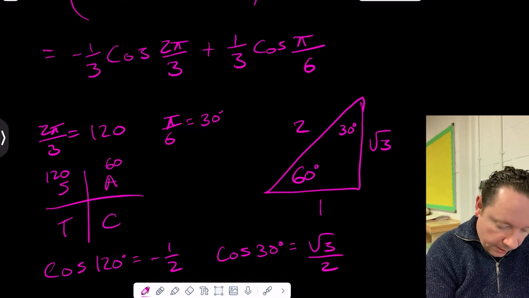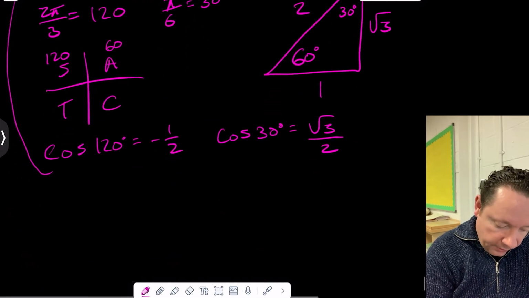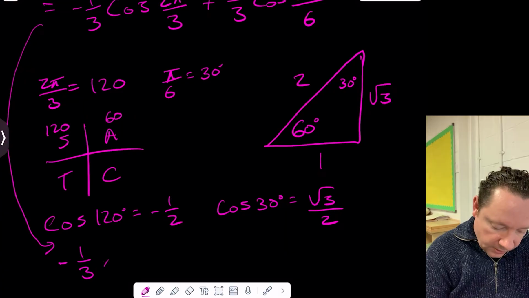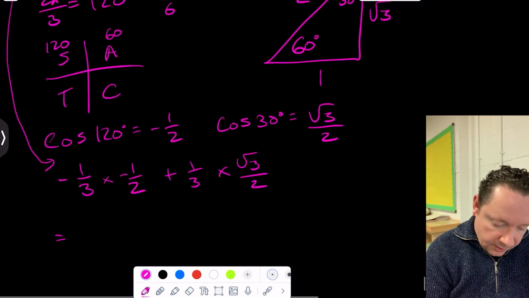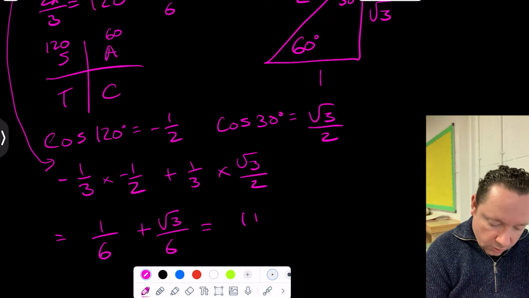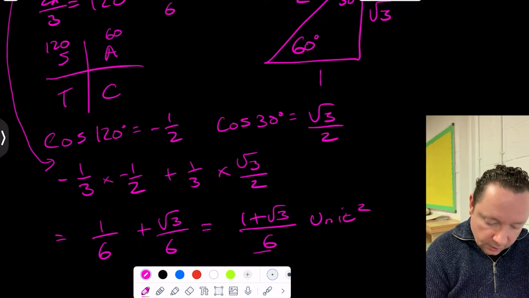So we can now just sub in these values underneath here to get minus a third. Cos 2 pi over 3 is times minus a half, plus a third times root 3 over 2. That gives me a sixth. And then 1 times root 3 is root 3 over 6, or just 1 plus root 3 over 6 units squared. And we're done there.